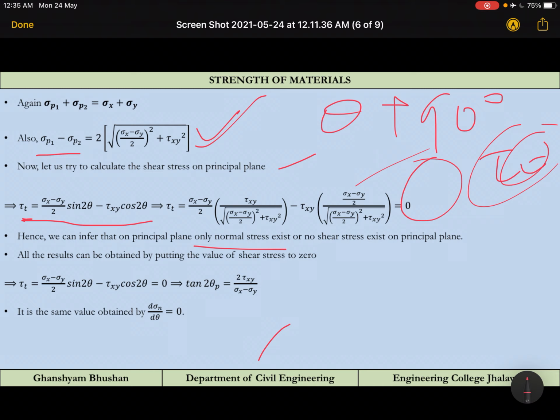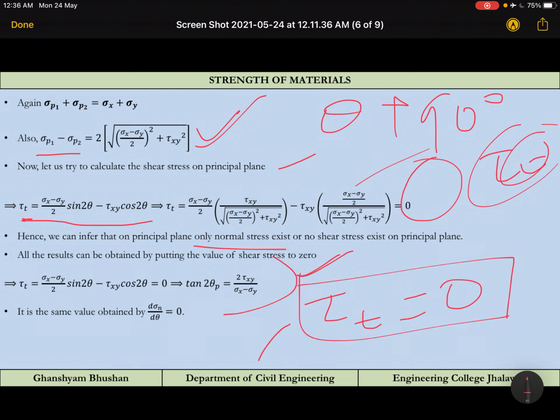So all the results can be obtained by putting the value of shear stress as 0. That means if we had just put tau t equal to 0, again you can get this tan 2 theta p. But I wanted to show you that you can get the values both ways. That's why we have done both methods. So this value and this value are the same. Why? Because on a principal plane the shear stress is 0. So directly put the shear stress as 0 and you will get the values of the angles which are required. So this is all for today.